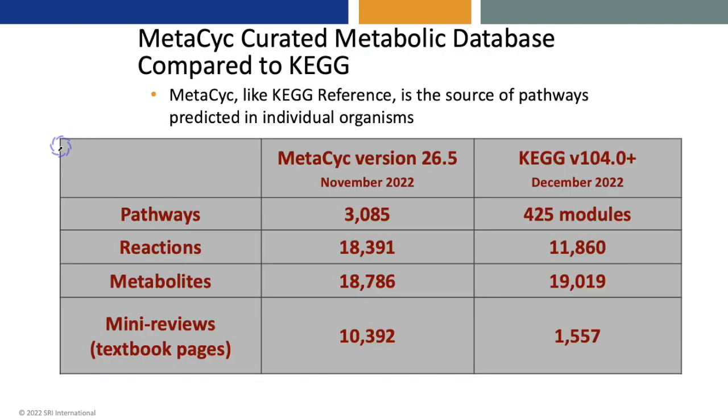Comparing MetaCyc to KEGG, MetaCyc is analogous to the KEGG reference database. Both provide the universe of pathways and reactions for prediction in individual organisms from their genomes. But as you can see, MetaCyc has much larger content, about 7 times as many pathways as KEGG does, about 40% more reactions, and very similar numbers of metabolites, and the curation of MetaCyc is much more advanced, consisting of over 10,000 textbook page equivalents of mini reviews, summaries of pathways, enzymes, and so forth.